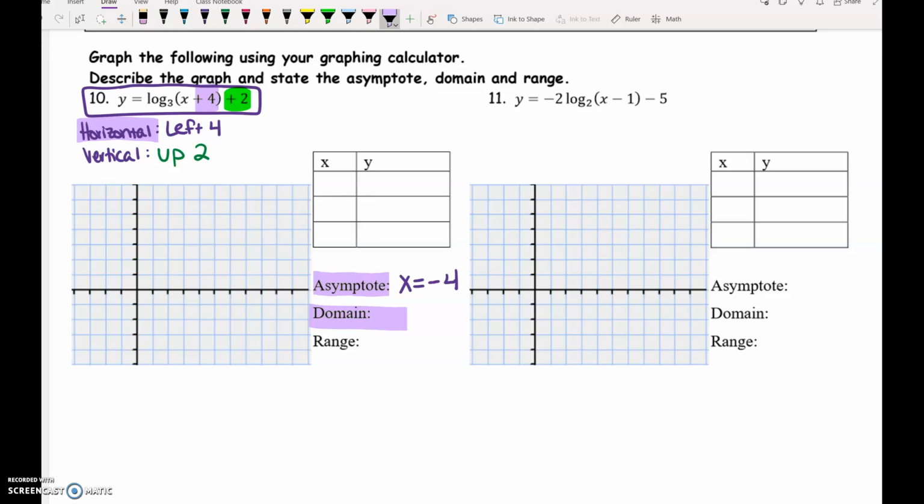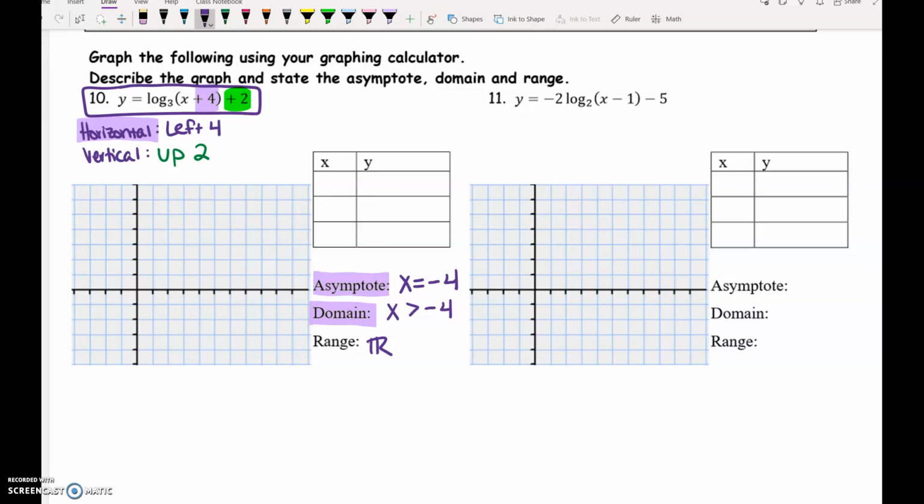Your domain, I don't see any negatives in there, so it's not going to flip anything around. So your domain is going to be x is greater than -4. And then anyone want to take a guess on the range? All real numbers. That's basically all you have to do on your assignment today. Horizontal movement, vertical movement, what's the asymptote, what's the domain, what's the range.